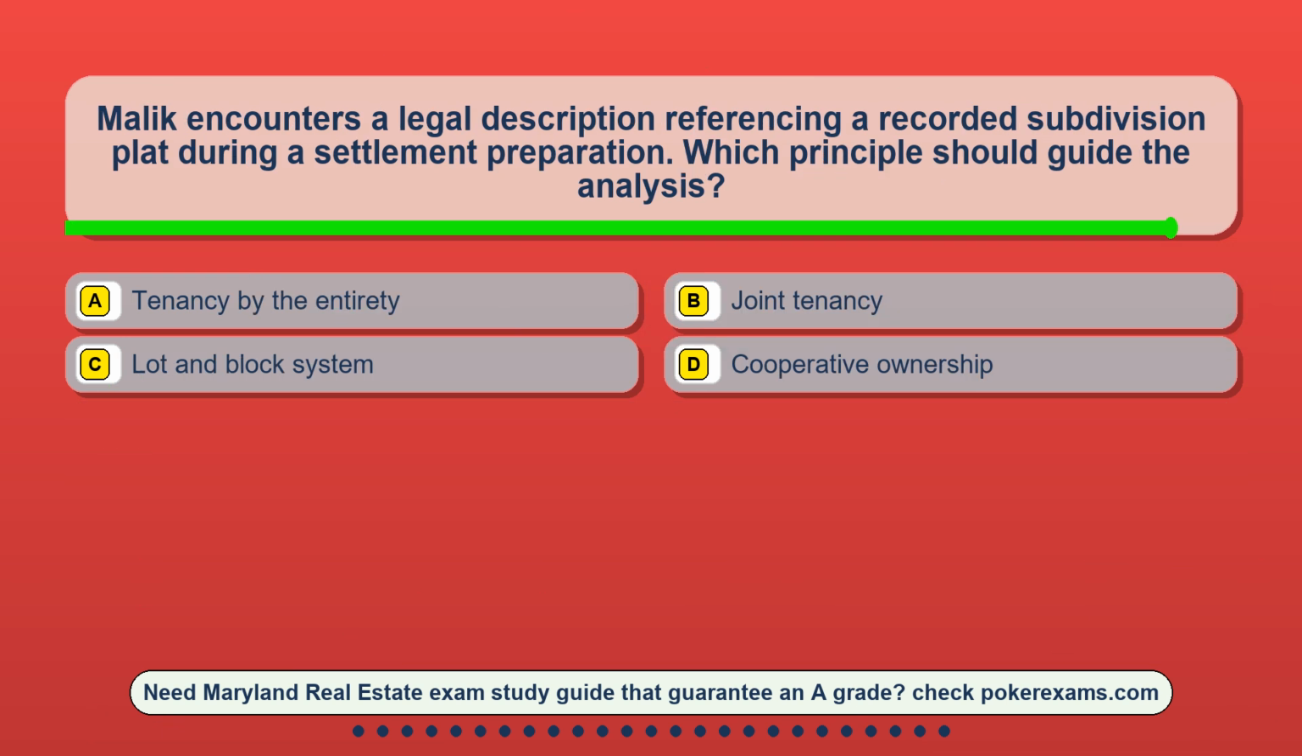Question 2. Malik encounters a legal description referencing a recorded subdivision plat during settlement preparation. Which principle should guide the analysis? Option A, tenancy by the entirety. Option B, joint tenancy. Option C, lot and block system. Option D, cooperative ownership.